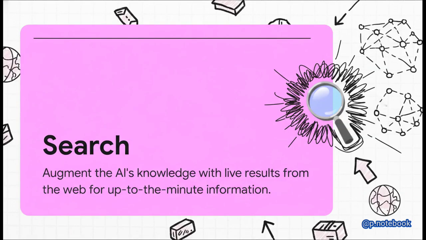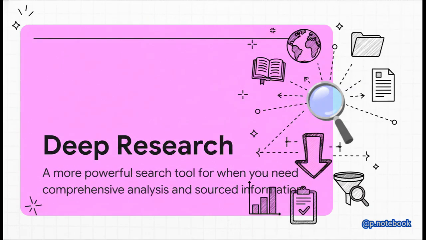All right, let's flip on some of those advanced instruments. The search tool is like giving your AI co-pilot a live data feed to the internet. It pulls in up-to-the-minute information, so you know you're always working with the latest intel. But sometimes a quick search isn't enough. For those missions that need a really deep dive, you engage deep research. This is a much more powerful scanner that does comprehensive analysis and even gives you sourced information from all over the web.